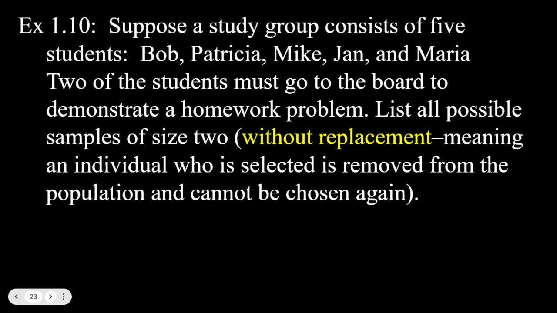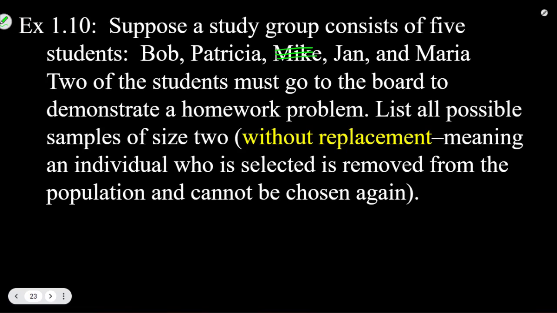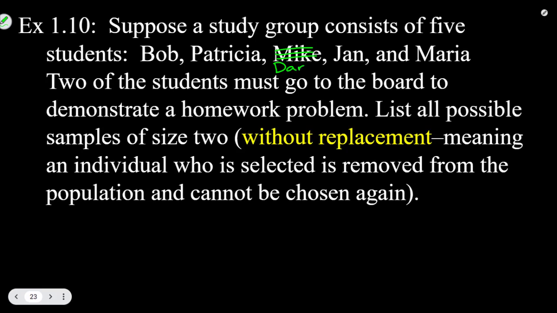Example 10, suppose that a study group consists of 5 students, Bob, Patricia, Mike, Jan, and Maria. I keep forgetting to change this in my master copy here, but we're going to change Mike's name. We're going to say that Mike's name is actually Dan, and that's just for us so that we can write it a little bit more easily.